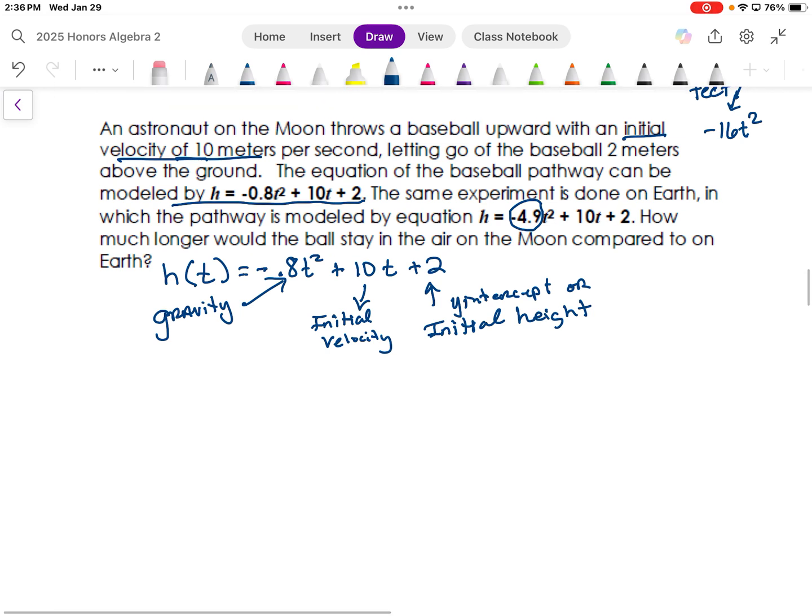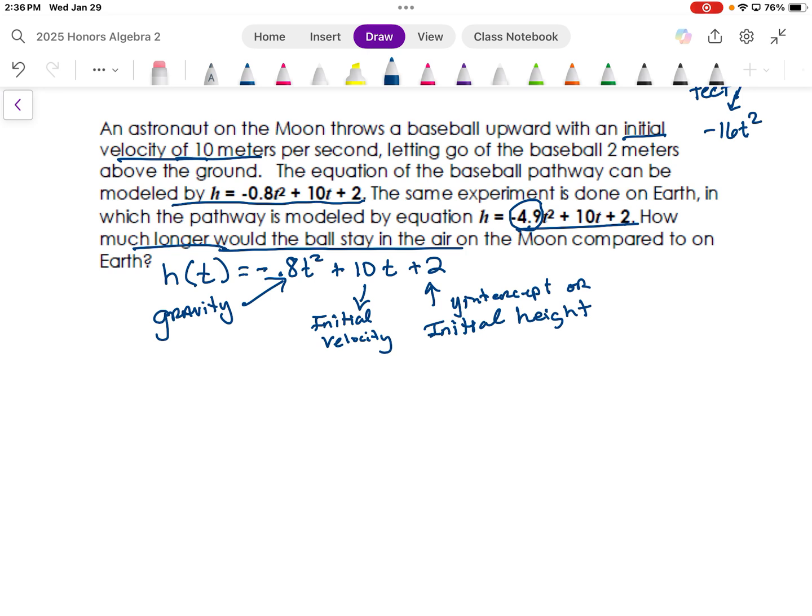All right, so the same experiment is done on Earth. They tell us what the model of the equation was there as well. Same speed, just different gravity. That's the only thing different. Still released it off the ground, 2 feet in the air. They let go of the ball, same initial velocity. How much longer would the ball stay in the air on the moon?